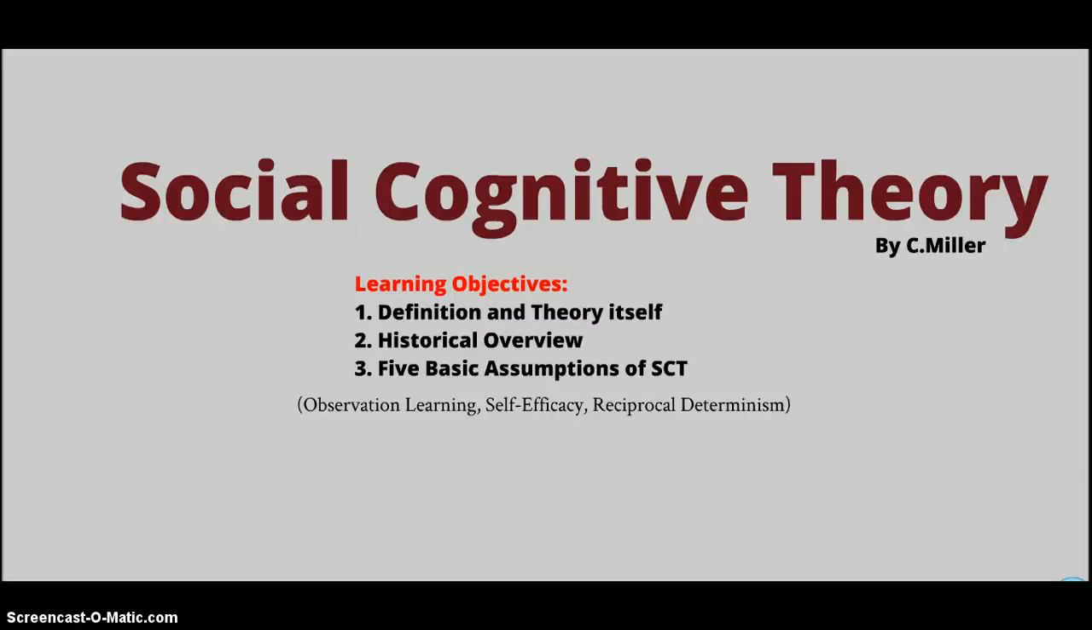In today's You Teach lesson, the topic is Social Cognitive Theory by Chuck Miller. We have 3 learning objectives today. 1, we're going to define the theory itself. 2, we're going to look at the historical overview. And 3, we're going to talk about the 5 basic factors and assumptions that social cognitive theory is developed on.